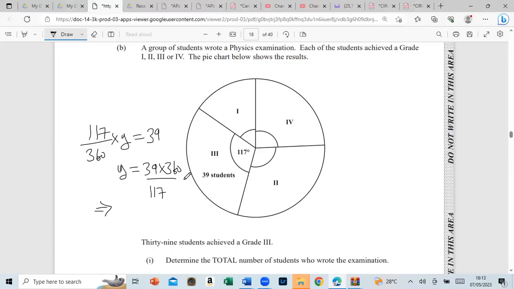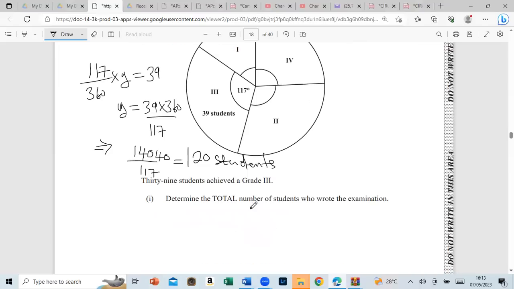39 times 360 works out to 14,040. And then we're gonna divide by 117. Alright, so that now divided by 117 is 120. So in all, there was a total of 120 students who wrote the examination. All right, so 120.